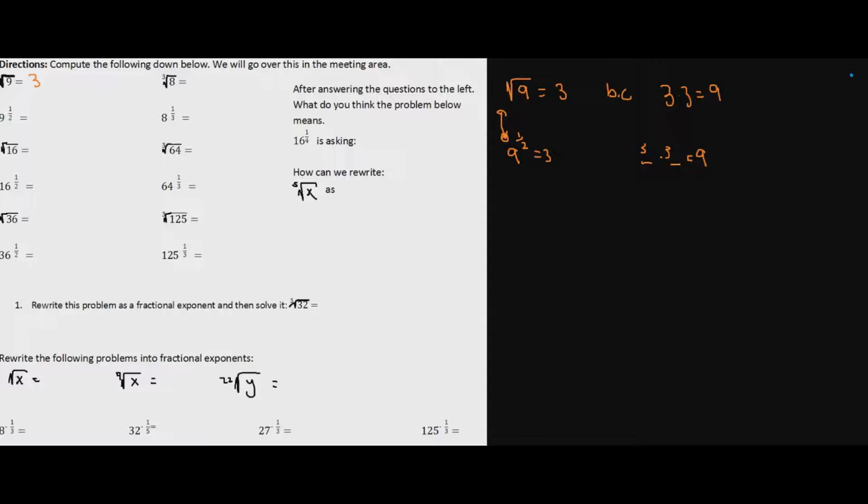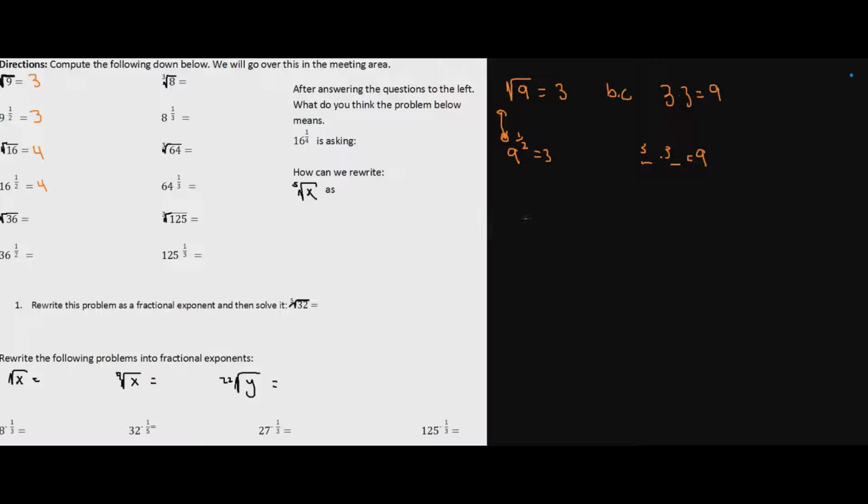So if you look over here, 16 raised to the 1/2. Well, my friends, that's saying what two numbers that are the same multiply to give you 16. Well, that's the square root of 16, which is just 4, right? So you can see it all means the same thing.